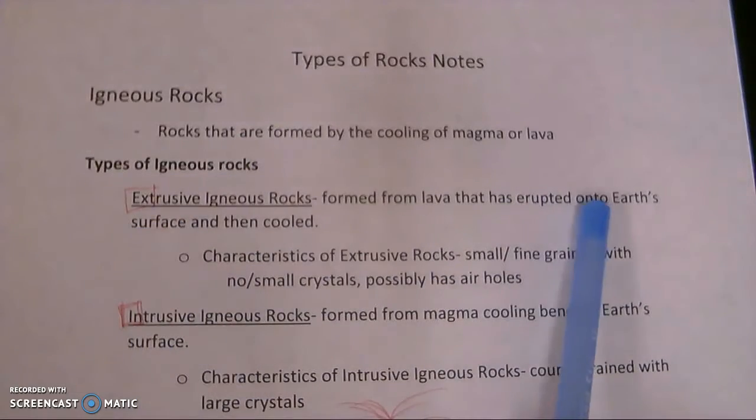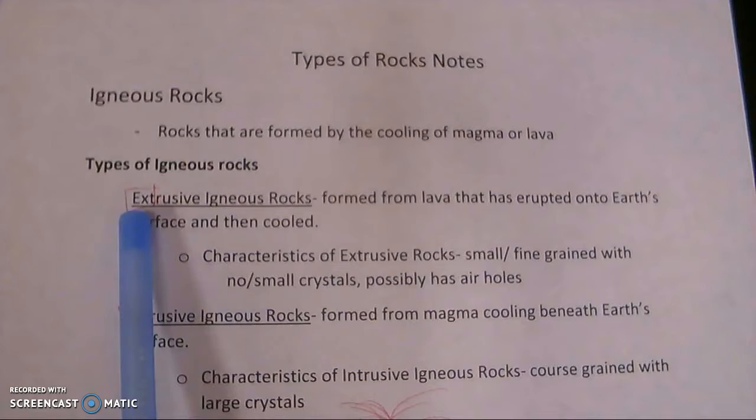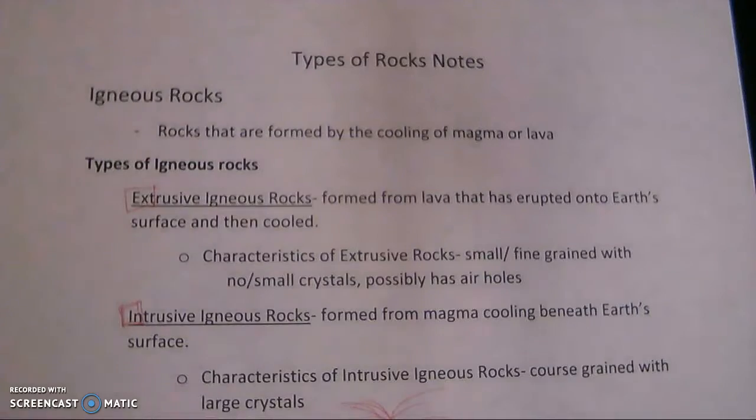A way to remember that extrusive is after the lava has cooled is looking at the word extrusive. The word exit is almost there. So you're thinking about it exiting onto Earth's surface, extrusive rocks. To classify if a rock is an extrusive rock, we'll look at the grain size and the crystals. Extrusive igneous rocks have small, fine grains and no or very small crystals.